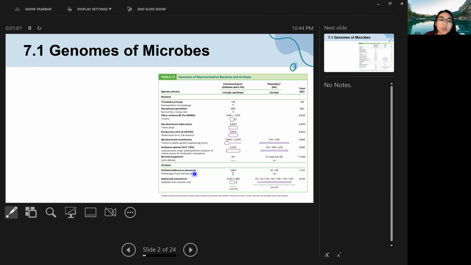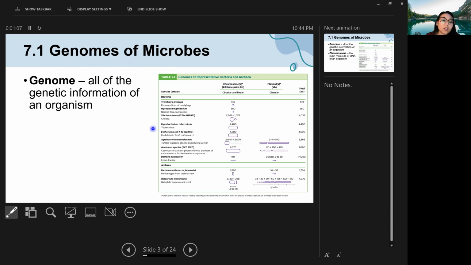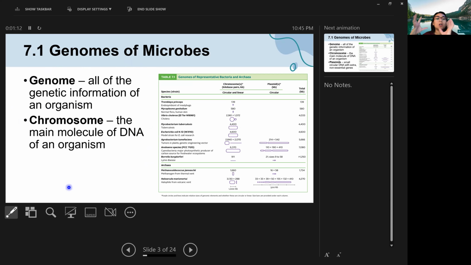Okay. So 7.1, we're just talking about genomes in general. So you should probably already know that a genome is all of the genetic information of an organism, and a chromosome is the main molecule of DNA of an organism. So as you can see here, different types of bacteria have different sizes for their chromosomes. And something that you might notice is that most bacteria have circular chromosomes. So pretty much all of them except for this one and this one, but everyone else pretty much has circular chromosomes, meaning that the DNA is not a line, it's actually wrapped around itself, like a hair tie or a rubber band. So it's a circle.